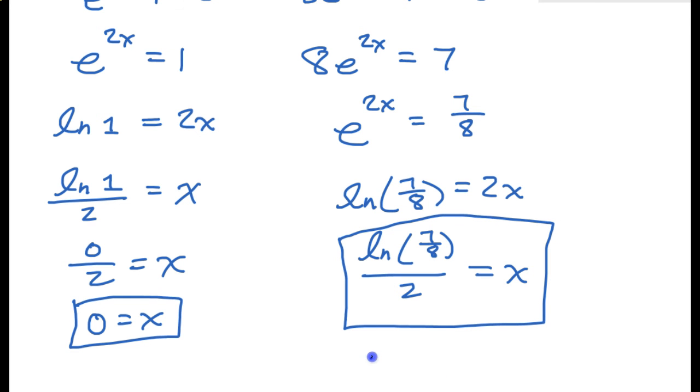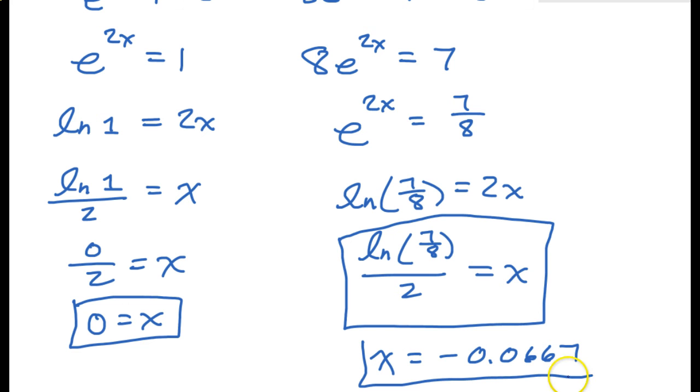Did anyone find a decimal for this one? Negative 0.06 something. Give me 4 decimals. Negative 0.0667. Okay. All right, so if you did not have a scientific calculator, you would have stopped with this previous version. If you do, you could go to this.